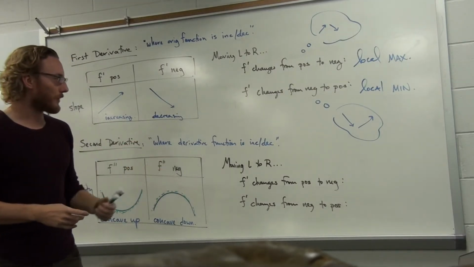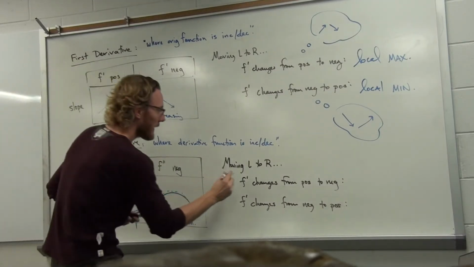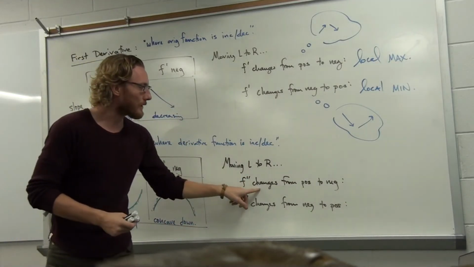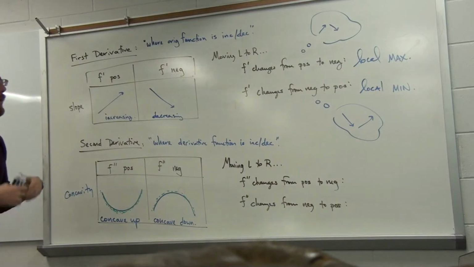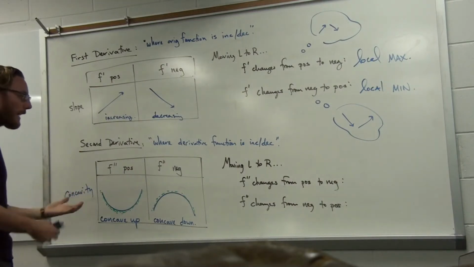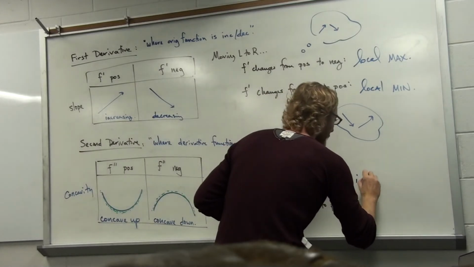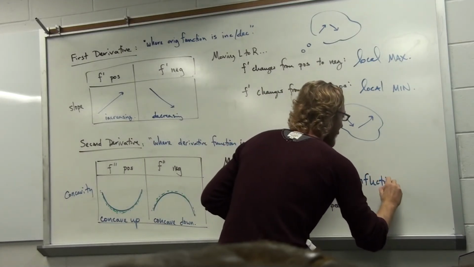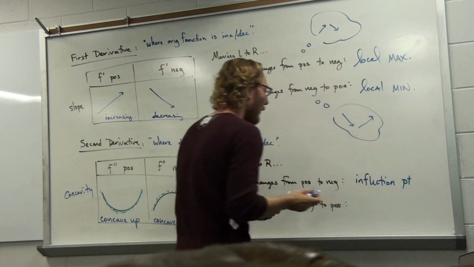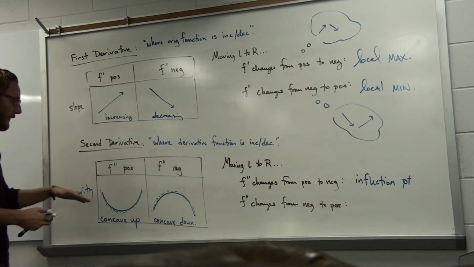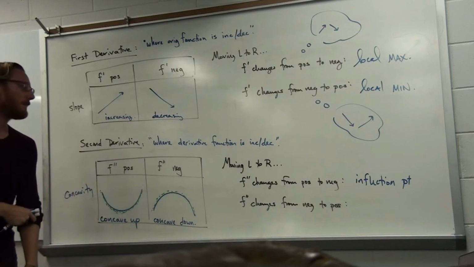What do we call a function when its second derivative changes from positive to negative? What do we call it when a function goes from concave up to concave down? We have a word for this as well. We call it an inflection point. An inflection point refers to a point where the second derivative goes from positive to negative, where the function goes from concave up to concave down.